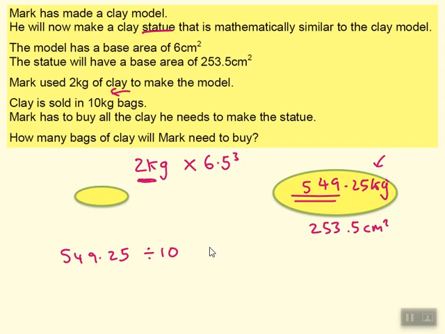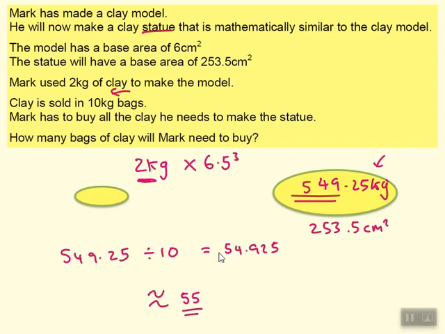So dividing that by 10 roughly equals 54.925. So you can't buy point something of a bag, so you're going to need to buy 55 bags, aren't you? So that is how many bags you're going to need to buy of clay, and I hope you kind of got that as your final answer. So that was the answer to that one.